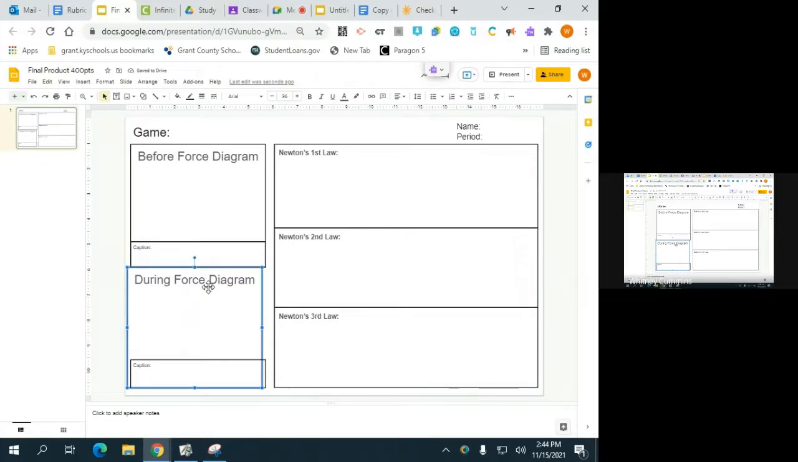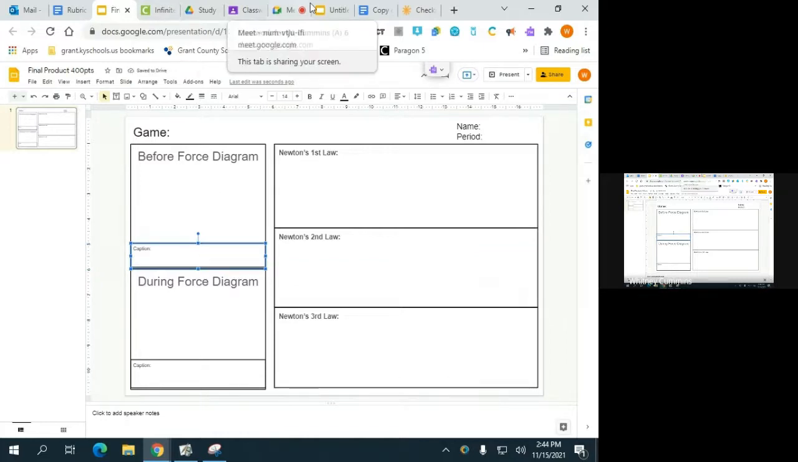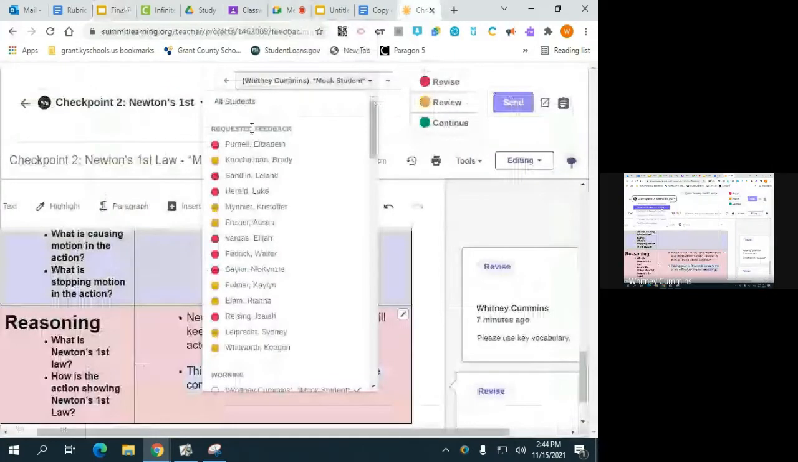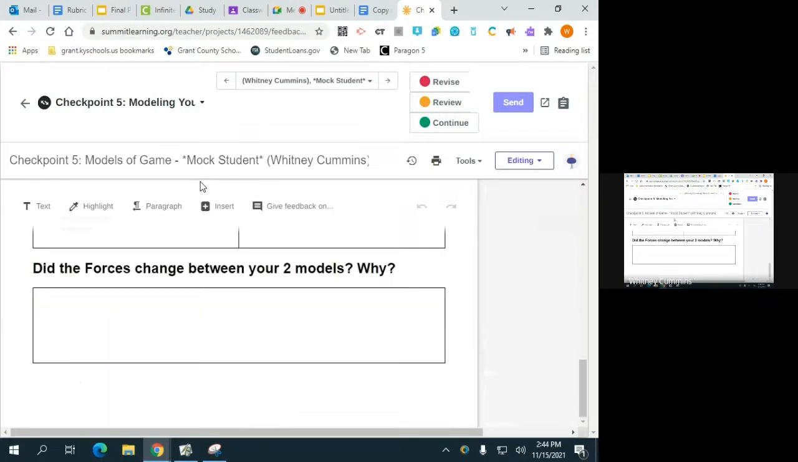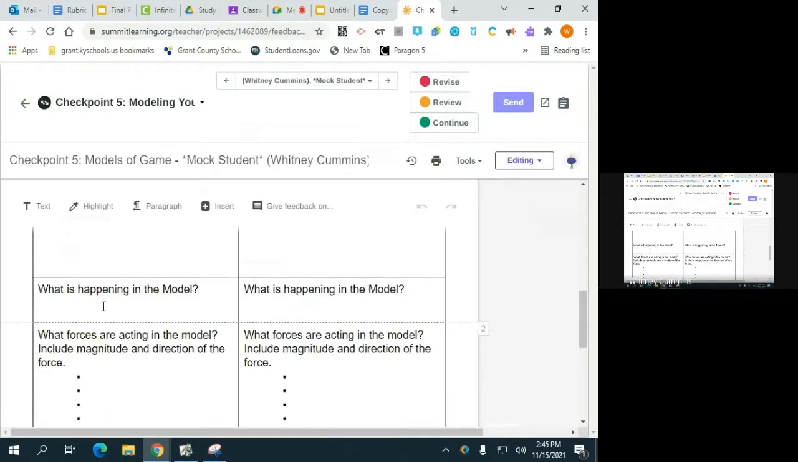and just describe those forces and those free body diagrams. Now, down here for your caption, that part's kind of new. So on that caption on checkpoint 5, let me get to checkpoint 5 so you can look at that real quick. Okay, checkpoint 5 looks like this. On the back of your paper, it says what's happening in this model and what are the forces acting in this model.